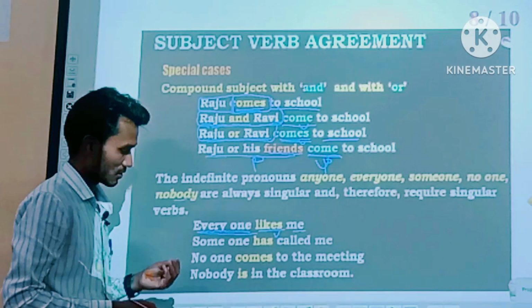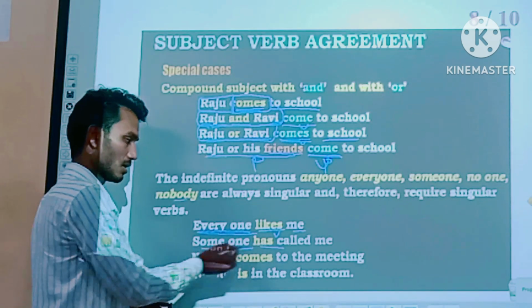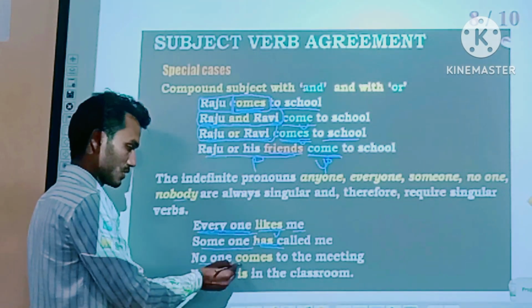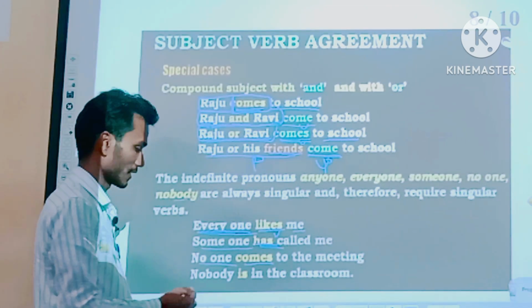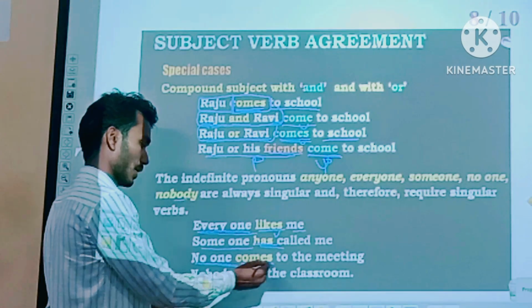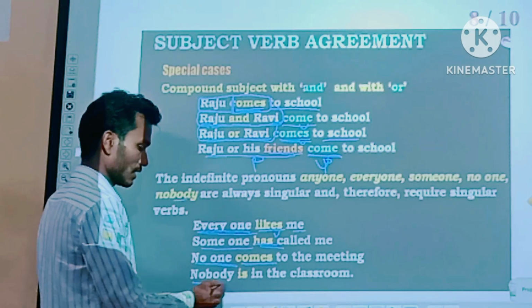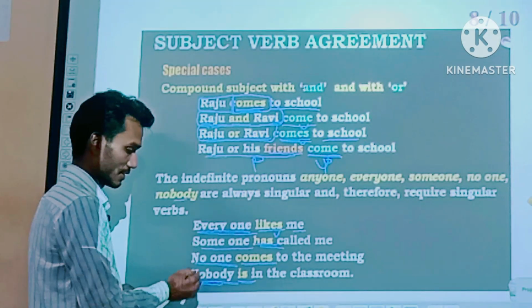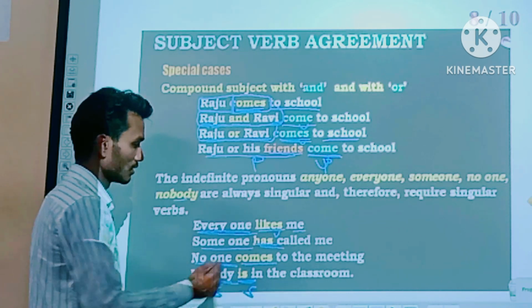It's right. Then someone has called me. Has, the subject is singular, so has should be used here, right? No one comes to the meeting. Here the subject no one is singular, that's why the verb comes should be used, right? Then nobody is in the classroom. Nobody is in the classroom. Here the subject is singular, and the verb is also singular, right?